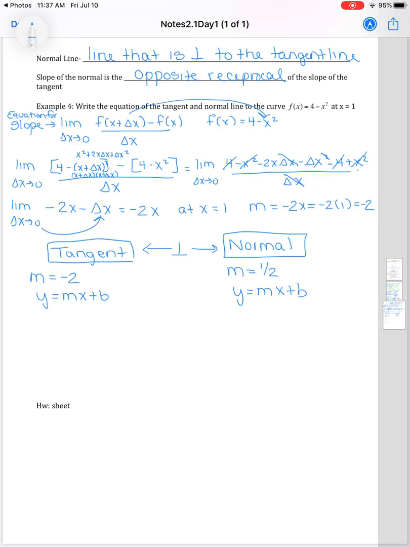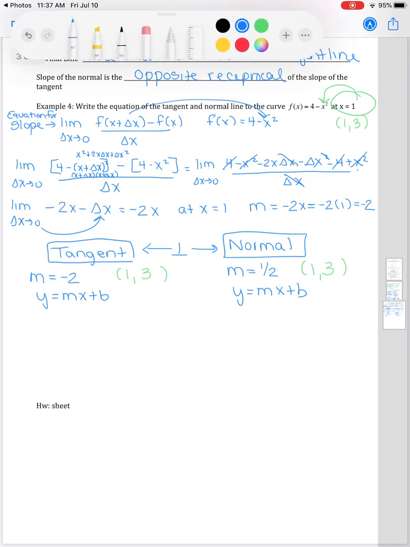Anytime you have to put something in y equals mx plus b, you have to not only know the slope, but you also need to know a coordinate. So if we look back up to the beginning directions, we're given x equals 1. So that's part of it. So we know we have a point where x is 1, but we also need to know what y is. So in order to figure out y, you have to sub it back into the original problem. So if we sub 1 back in, we get 4 minus 1, which is 3, which gives us a coordinate of 1, 3. And that same coordinate is what you are going to use to solve both the tangent and the normal. The point should remain the same because they're both happening at the same location. It's just the slope that's different.